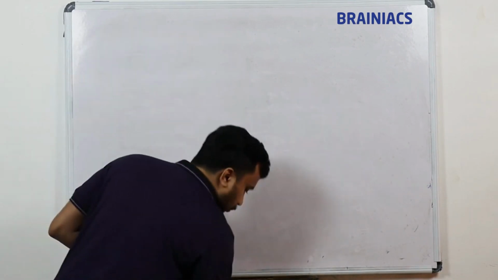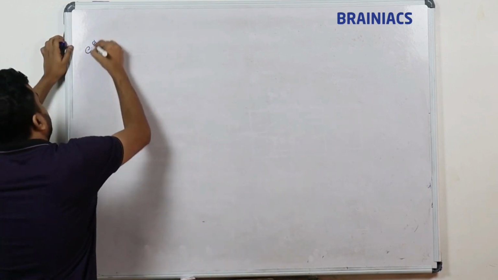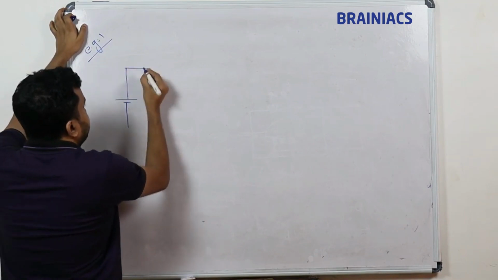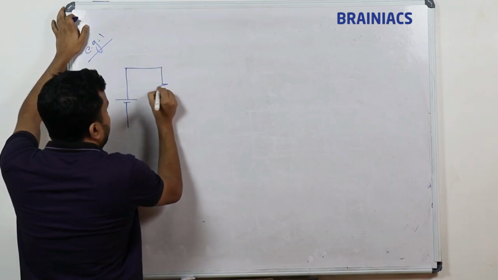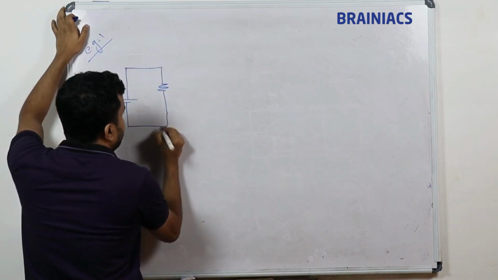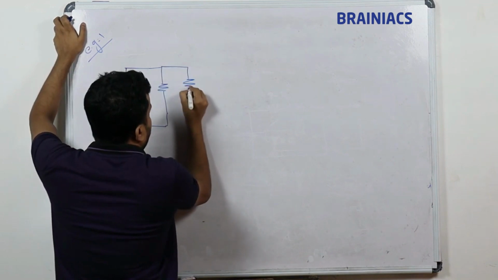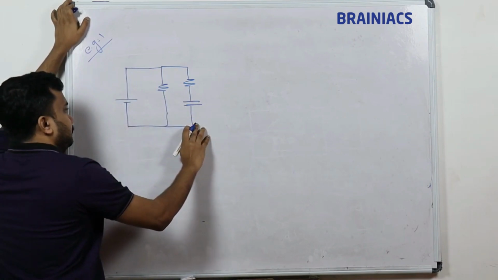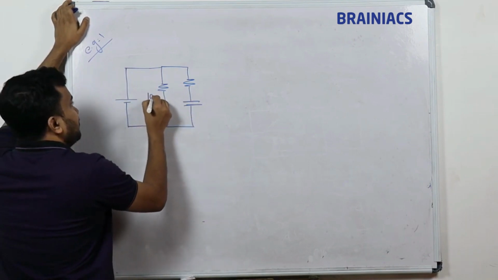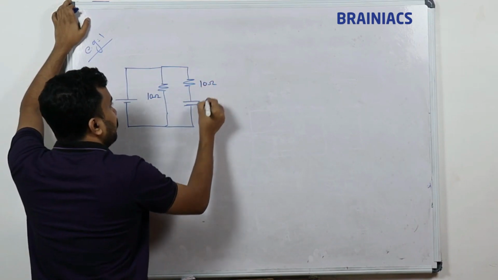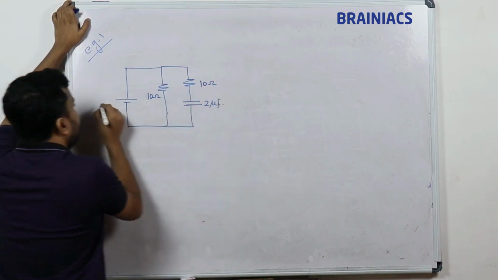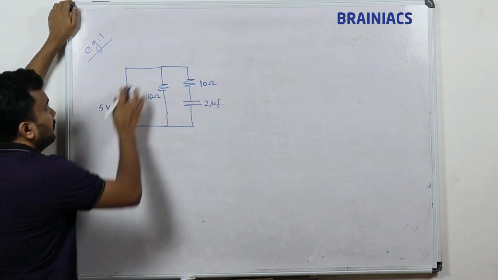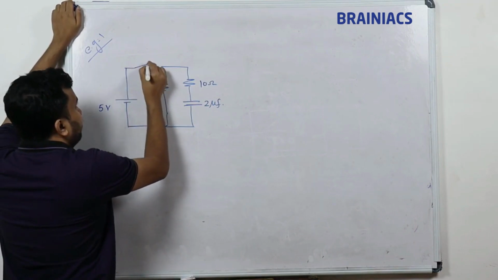Fine. So we will see one example question. We have a battery and we have a resistor like this, and we have a resistor and we have a capacitor like this. This resistance is 10 ohm, this resistance is 10 ohm, this capacitor is equal to 2 microfarad, and this battery is equal to 5 volt. So I'll just connect a switch like this one.